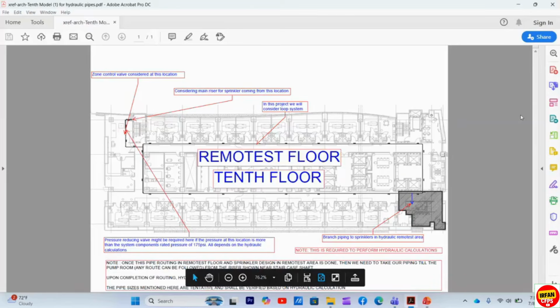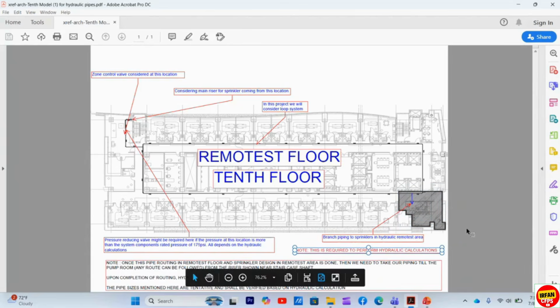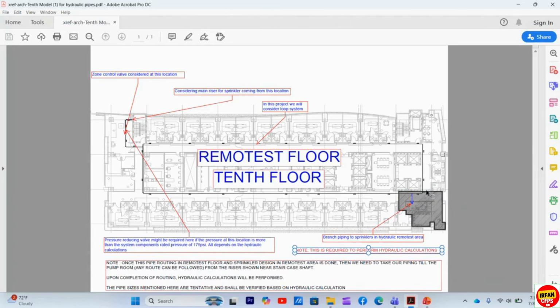See, most of the time, even the consultants make mistakes in selecting the design area. We already know that the remotest area will be the hydraulically most demanding location or area to be considered for performing the hydraulic calculations. But what should be the length of that remotest area? What should be the width of the remotest area?